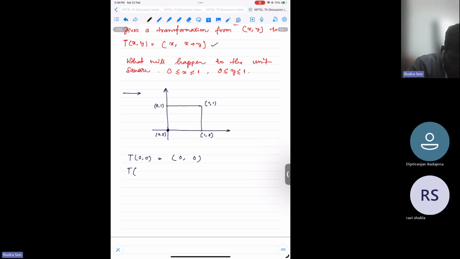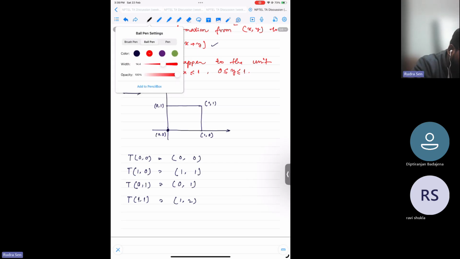T of (1, 0), what will happen to T of (1, 0)? It will become (1, 1), right? Sorry, T of (0, 1), what will happen to T of (0, 1)? It will remain (0, 1). And what will happen to T of (1, 1)? It will become (1, 2).